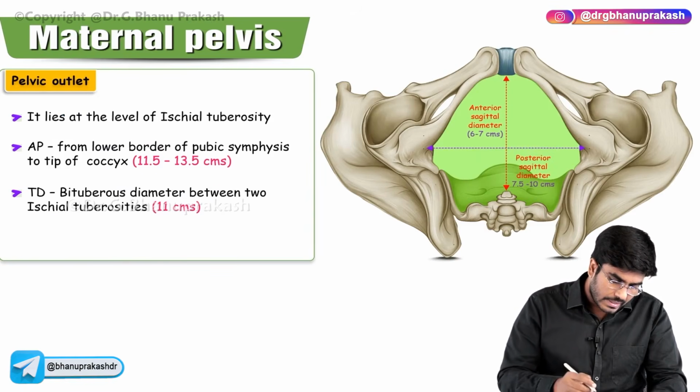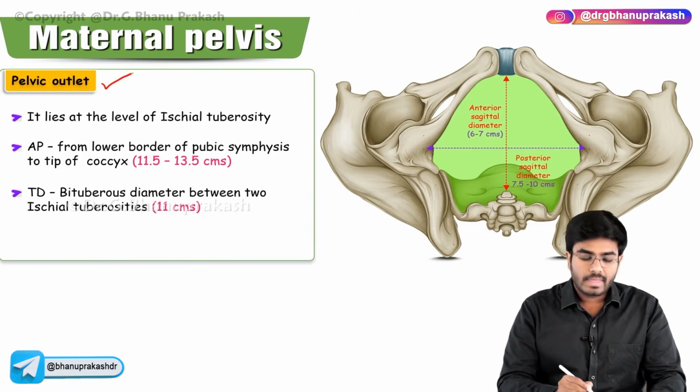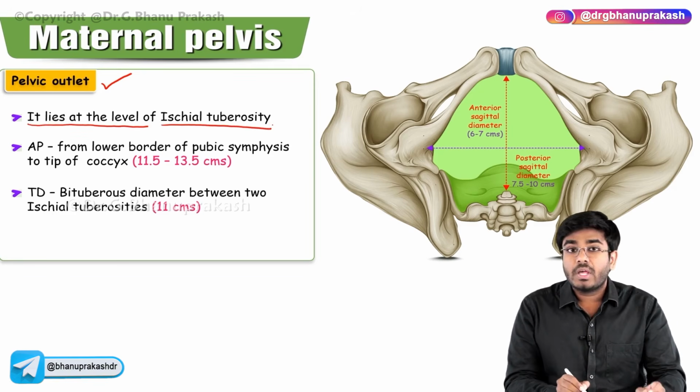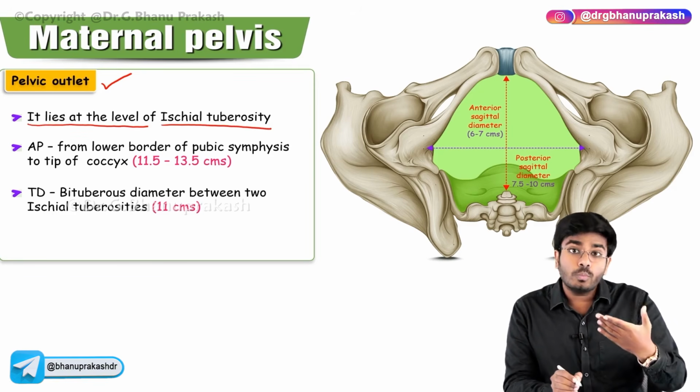Now after this, let's talk about the pelvic outlet. Guys, it lies at the level of the ischial tuberosity. Not the ischial spines, the ischial tuberosities.